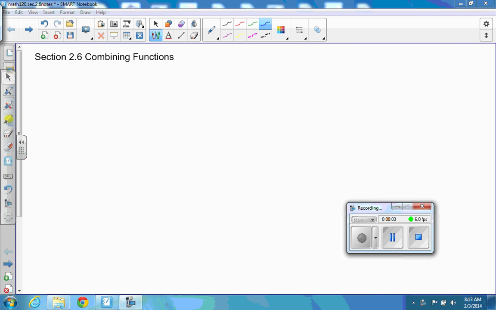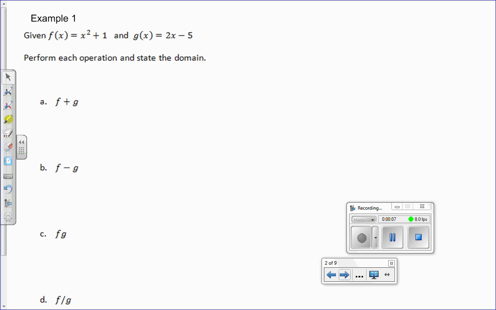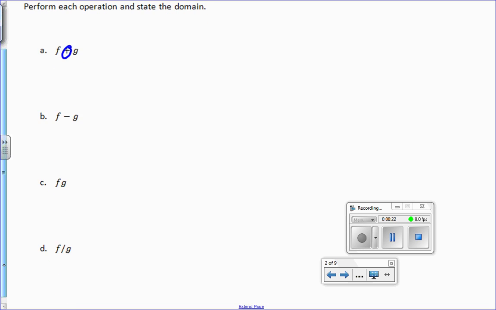Okay, this is section 2.6, combining functions. Let's go over a couple examples. What they'll do is give you two functions, in this case f and g, and they'll ask us to either add these two functions together, subtract them, multiply, or divide them.